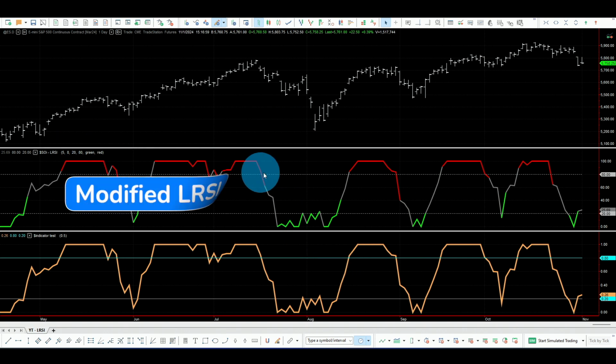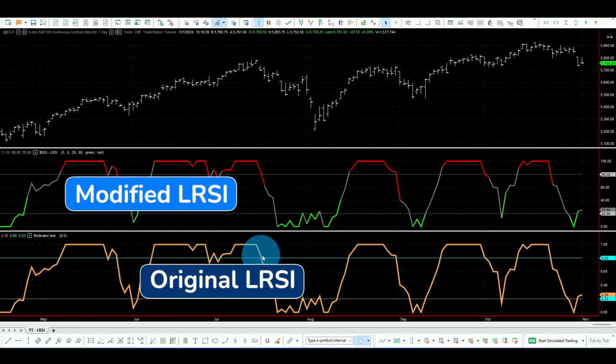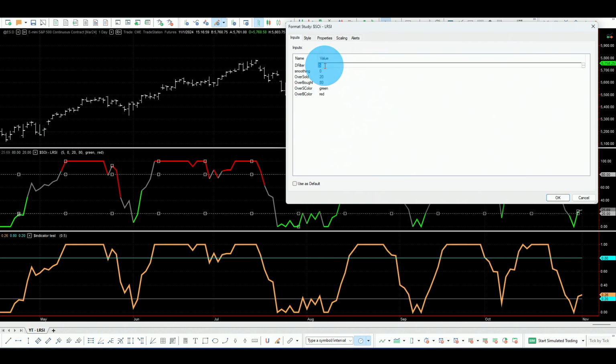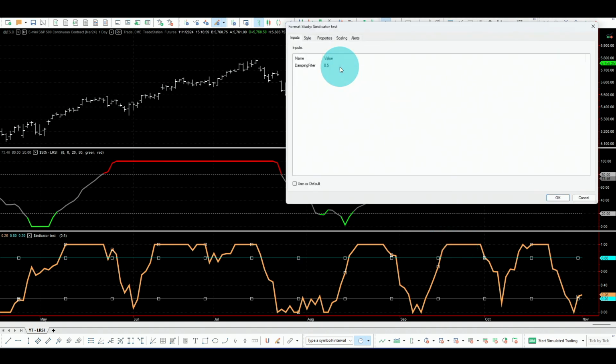This is LRSI with my additions, and this is the original LRSI. We can see that this goes from 0 to 1, and mine goes from 0 to 100. This one uses a dampening filter that goes from 0.1 to 1, and mine goes from 0 to 8. Because as I showed you, once you're above 0.8, there are not many signals, so there's no point in generating them. So now if I, let's say, put this at 5, that means this one is at 0.5. And if I go here to 8, that means this one will be 0.8.